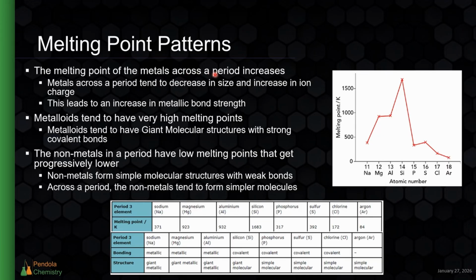The melting point of metals across the periodic table generally is going to increase, because as we move across the periodic table, there is a trend to have a higher and higher charge for the metals. As the ion charge increases and the size of the ion decreases, moving from left to right across a period, that is going to create stronger metallic bonds and therefore higher melting points. We can see that with sodium, magnesium, and aluminum.